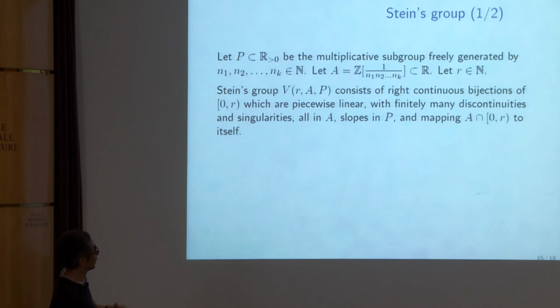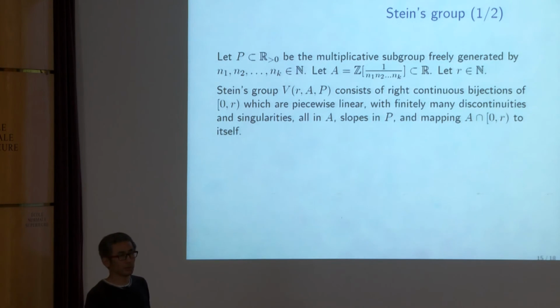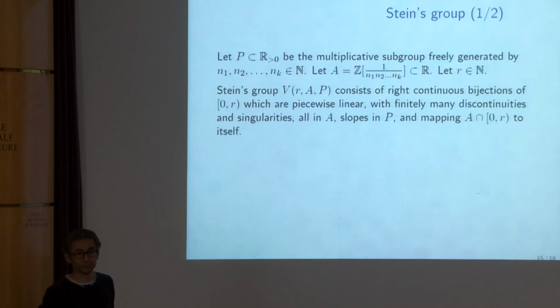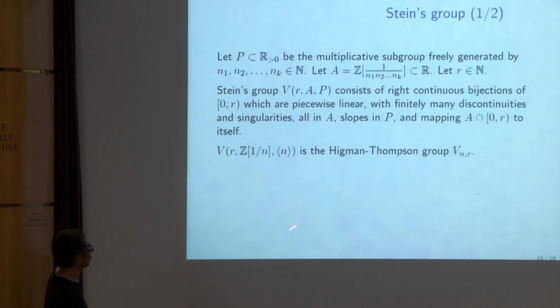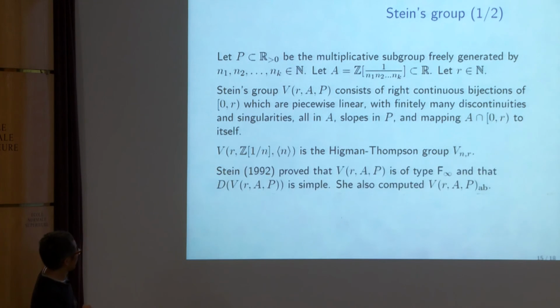Okay, so the capital A is a set of these discontinuities and singularities, and slopes are in P, this multiplicative group, mapping this set to itself. So obviously this is a generalization of the classical Higman-Thompson, where P is generated by only one natural number n. This is V_{n,r}. And Stein proved this is again of type F infinity, so in particular, it's finitely presented. And moreover, she proved the commutator subgroup is simple, and she computed the abelianization.